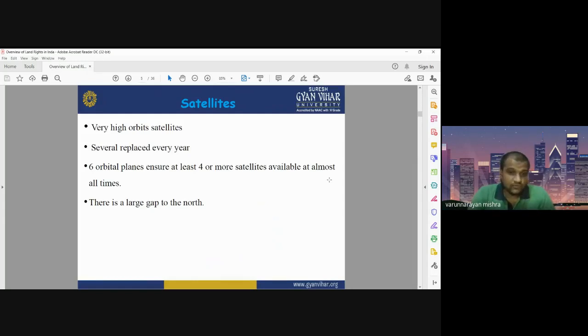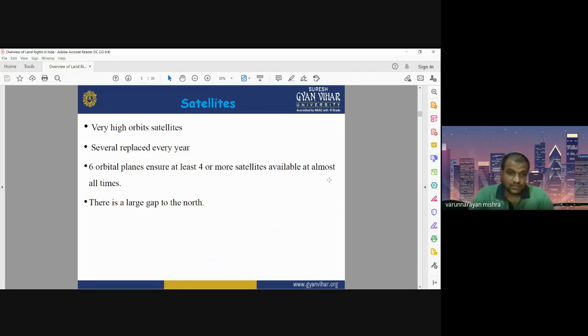It is important to know that the total satellites in the GPS are divided into 6 orbital planes, and at any time a minimum of 4 satellites are required to get the positioning and accuracy. If there are fewer than 4 satellites, then you will not get precise information, precise timing, and precise location on the Earth surface. Okay, but there is a large gap to the North Pole.